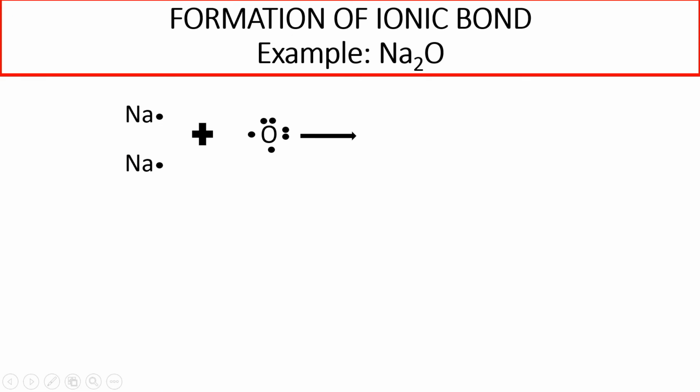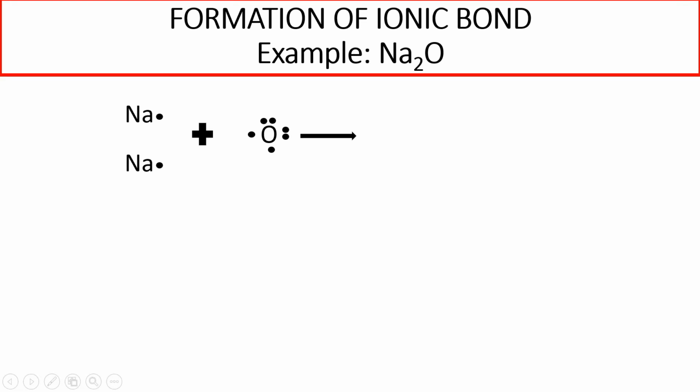For the formation of ionic bond, I will take sodium oxide as an example. From the molecular formula, we know that we need 2 sodium atoms and 1 oxygen atom. For the sodium atom, which is from group 1, it has 1 valence electron, represented by the dot here.